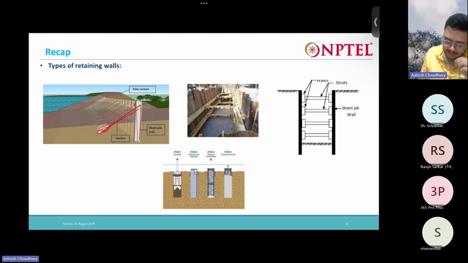If the sheet pile tries to move this side, some passive resistance is developed at the anchor, which prevents the sheet pile from falling or collapsing. These are anchored sheet piles. Similar to the previous photo, these are the braced sheet piles. Here bracings are used like this. You can see we have two sheet piles, and with these struts we are bracing the sheet pile so that it does not cave in. We are using some bracings in between.